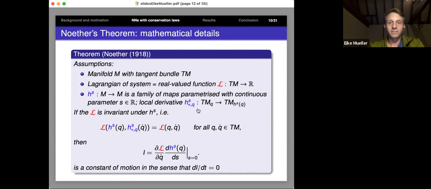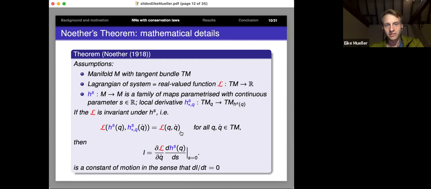And again, in R^n, this is just the normal derivative of this map. So it's nothing mysterious. What we assume now is that the Lagrangian is invariant under these transformations. That means that if we transform the coordinates with H_s, and we transform the momenta, or the velocities, which live in the tangent space, with H star, then this gives the same result as the original Lagrangian. So the transformation doesn't change the Lagrangian.